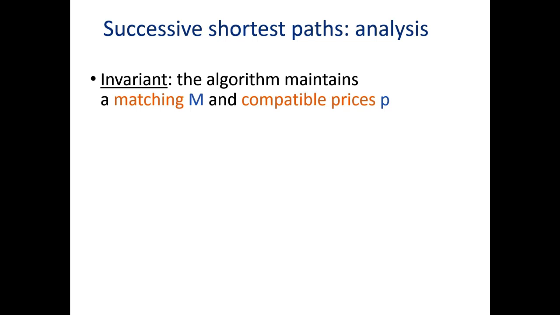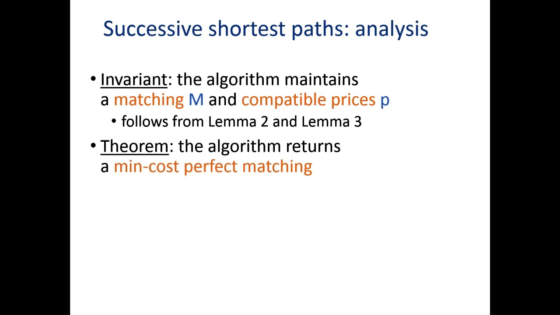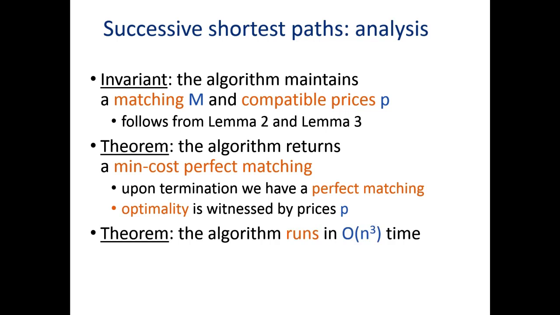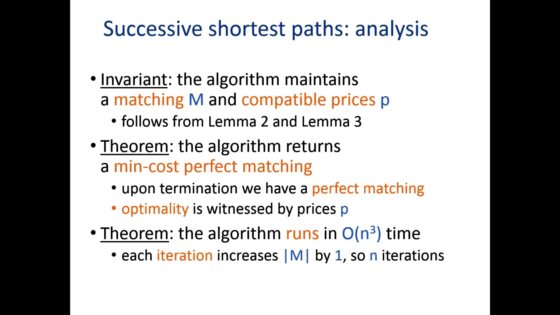The invariant that we're trying to argue is that the algorithm maintains a matching and compatible prices. This follows from lemma 2 and lemma 3. And therefore, in the end, we have a perfect matching with compatible prices, and therefore it's a min cost perfect matching. Optimality is witnessed by prices. Running time is order of n cubed. So this means we have a reasonably efficient algorithm for min cost perfect matching.